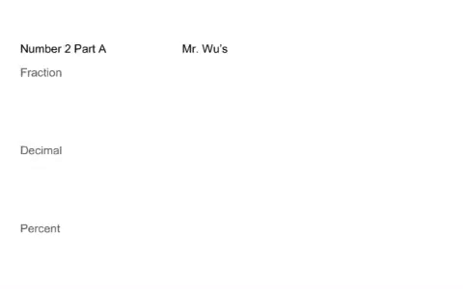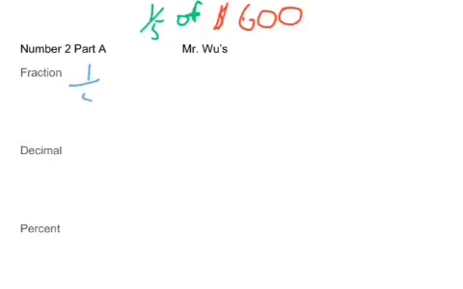They each had a goal, actually the same goal of $600. And it stated that Mr. Wu's class specifically had already earned 1/5 of their $600 goal. And what you were asked to do was to write this fraction, decimal, and percent, the equivalent form. So obviously in Mr. Wu's you were given the fraction of 1/5.